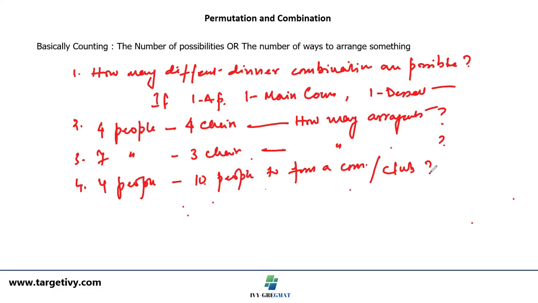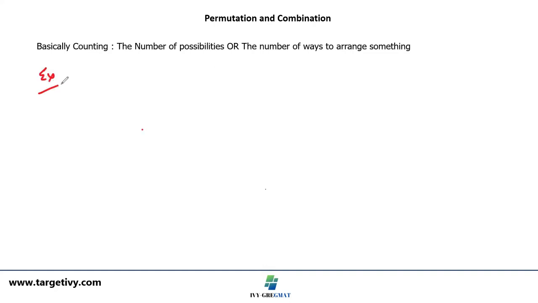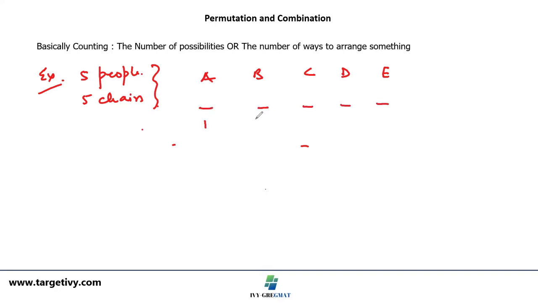Let's take some hard and fast examples so that it will be easier for us to understand. Say there are five people and there are five chairs. The possible number of arrangements we have to find out. Let the five people be A, B, C, D, and E. The five chairs can be 1, 2, 3, 4, and 5. Now, think about it. Forget the formulas and all, how it happens. Let's talk about that.